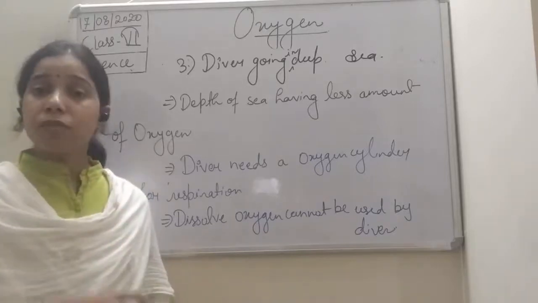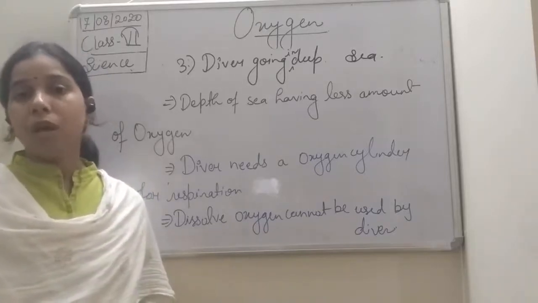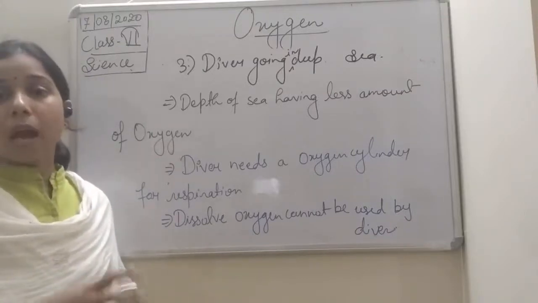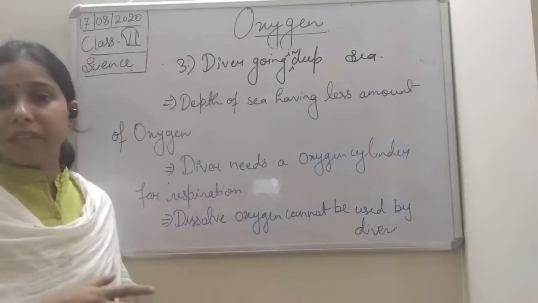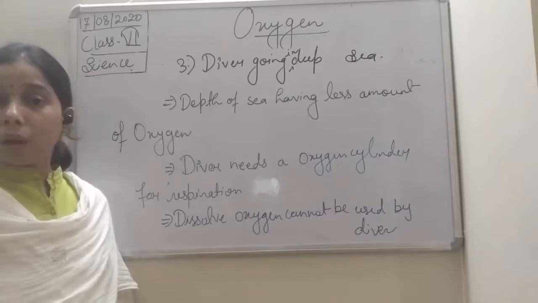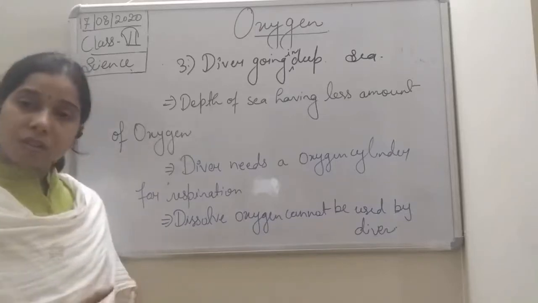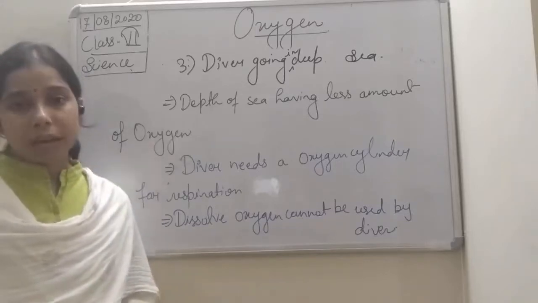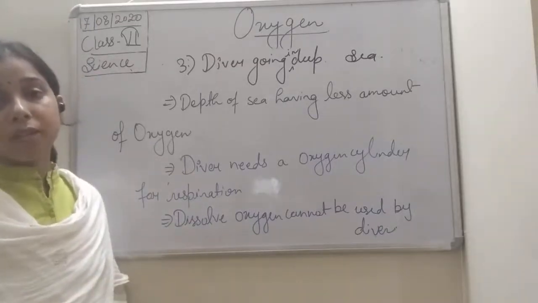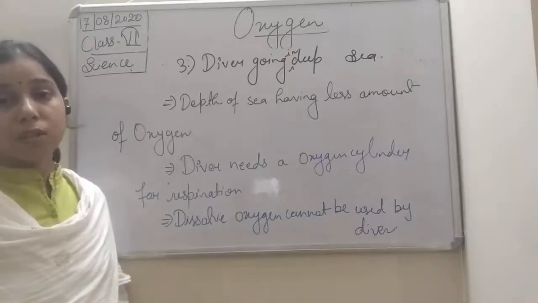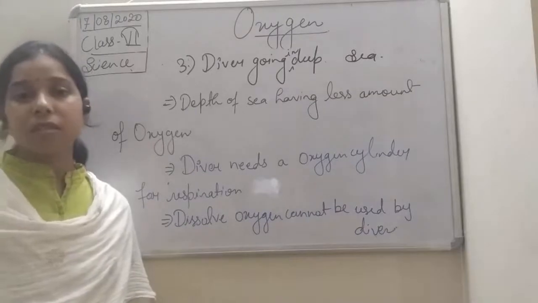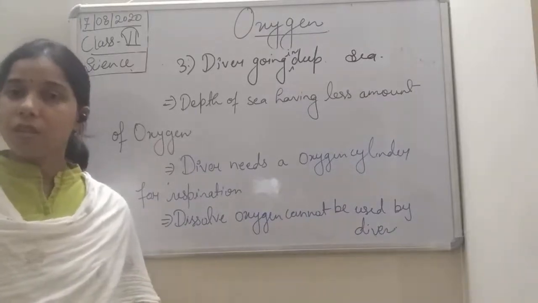Finally, the divers who go deep into the sea water. As they go deep inside the sea water, there also the amount of oxygen is comparatively less, students, and thus the diver is not able to breathe. Dissolved oxygen cannot be used by the diver. Thus, divers also need an oxygen cylinder. They carry the oxygen cylinder so that they can breathe properly. So these are the special situations in which there is a need of the oxygen cylinder.